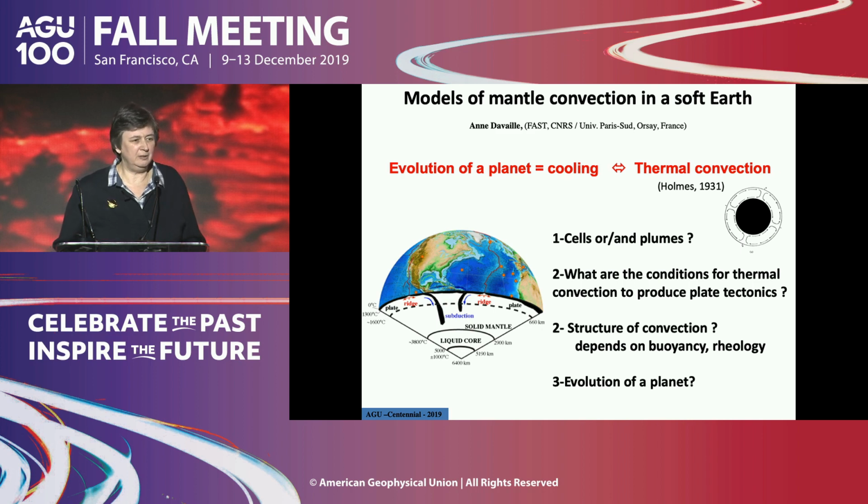Some questions from the beginning are, for example: is it just cells with upwellings at the rifts, at the ridges, and downwellings at the subduction zones? Where do the plumes come from? How do they interact? And what type of thermal convection can produce plate tectonics?